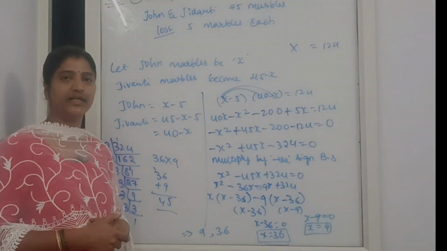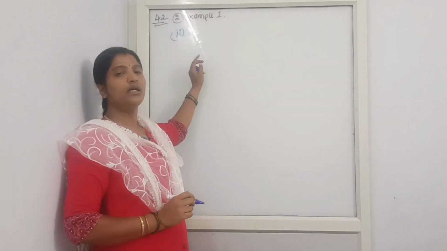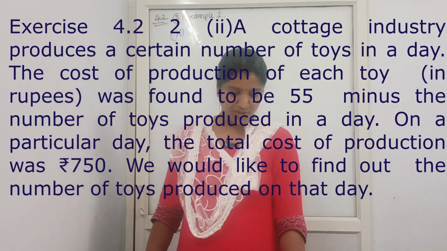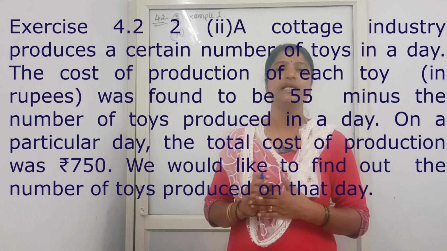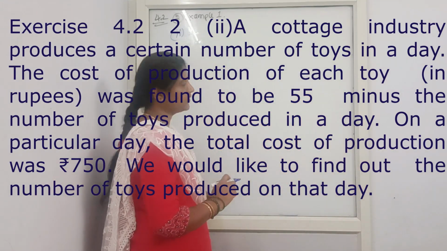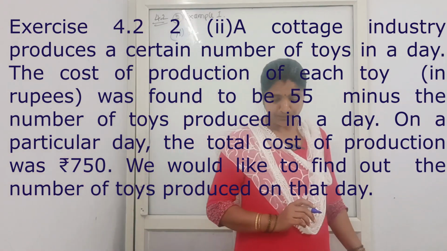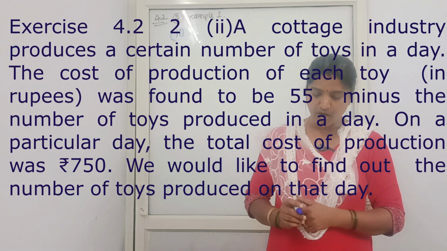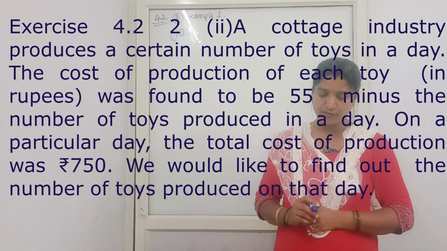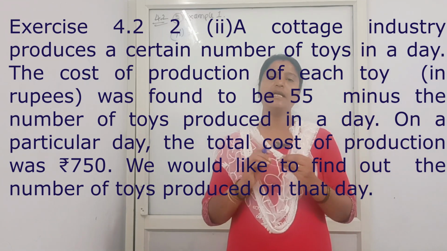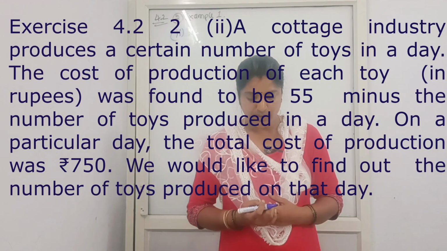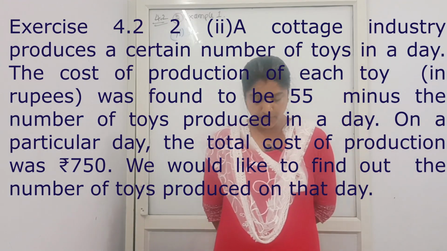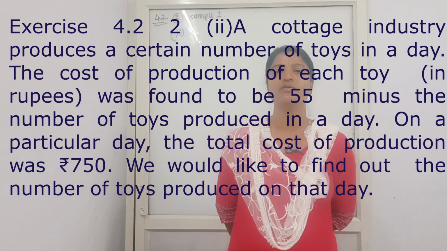Second main is there, we will see that. Second example, second main also there. Let us see that. A cottage industry produces a certain number of ties in a day. The cost of production of each tie in rupees was found to be 55 minus the number of ties produced in a day. Understand each and every sentence properly. On a particular day, the total cost of the production was rupees 750. We would like to find out the number of the ties produced on that day.